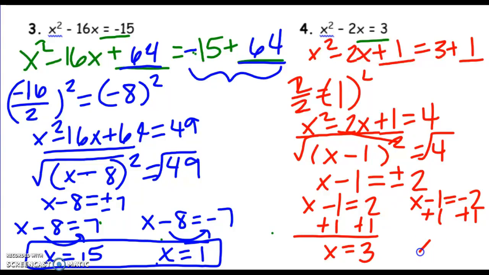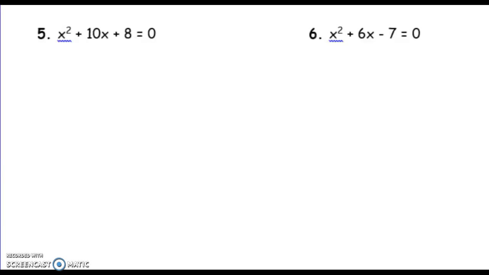I get x equals, in this case, negative 1. So a negative 1 and a 3 are my solutions, or the points at which it crosses my x-axis. Okay, I have a couple more here, and this time I have my c term on the left side. I need to move that over to the right-hand side on both of those equations.